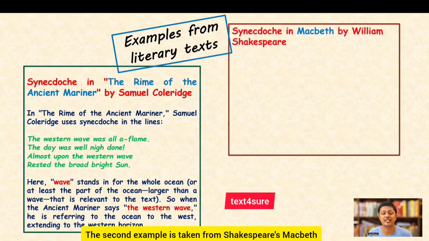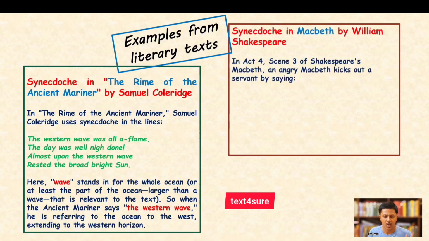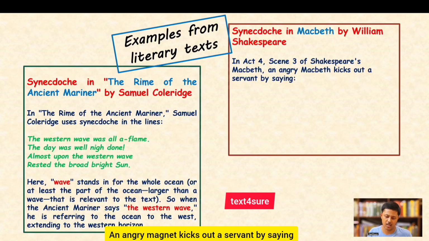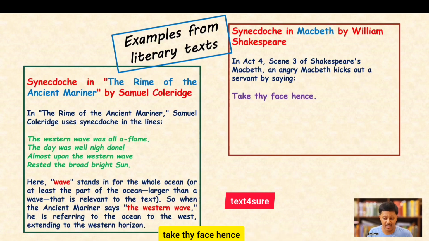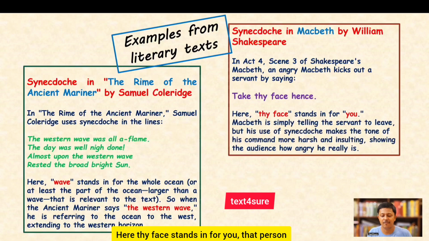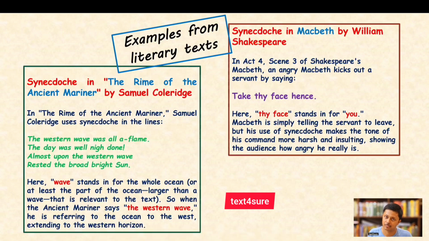The second example is taken from Shakespeare's Macbeth. In Act 4, Scene 3, angry Macbeth kicks out a servant by saying, "Take thy face hence." Here, thy face stands in for you, that is, the person. So it is not that you are taking your face only, you are taking your complete body. So the part of the body, face, is mentioned. Take thy face means take yourself out of this place.